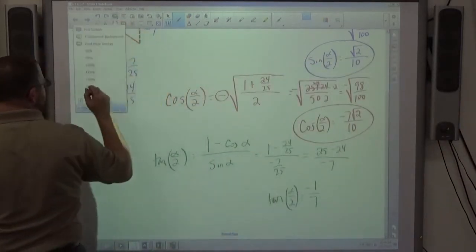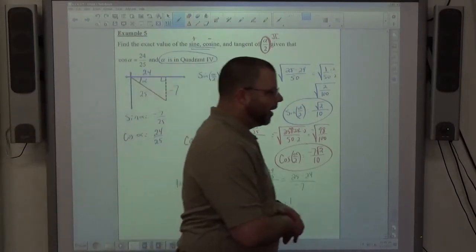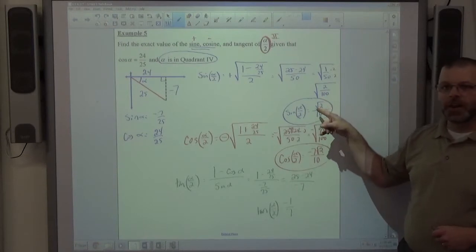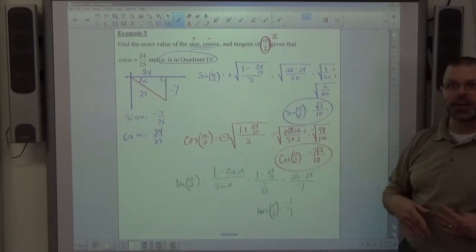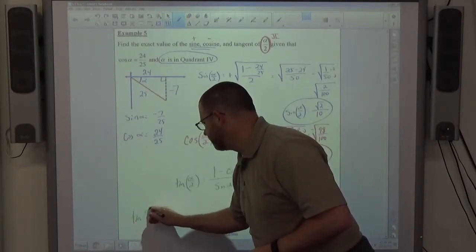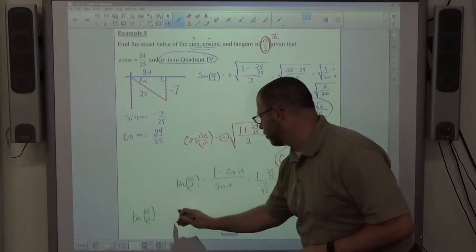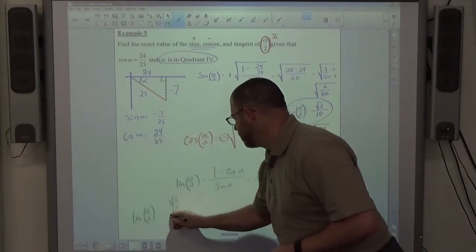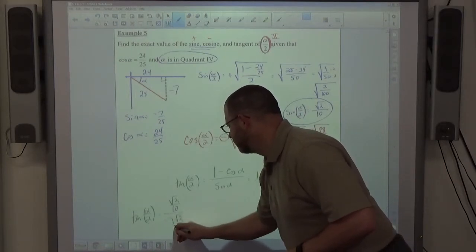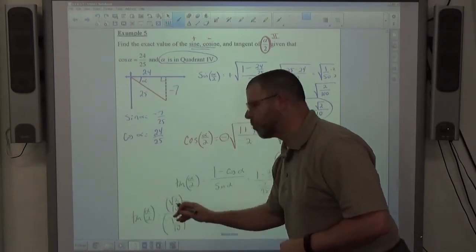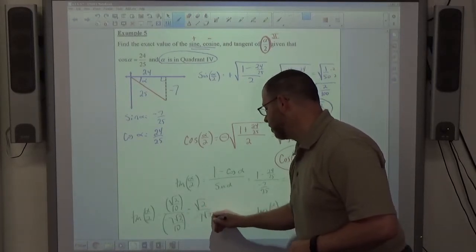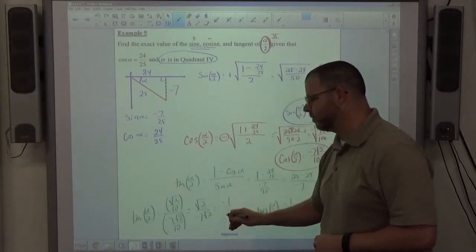One extra added little feature I'm going to show you here, just a thought. It's not very hard to do this, right? But if you've already gone to the trouble of finding sine and cosine, tangent is sine over cosine, right? So I could have also gone tangent of alpha over 2 equals the sine answer, which is the square root of 2 over 10, over the cosine answer, which is negative 7 square root of 2 over 10. They're both over 10, so multiply top and bottom by 10 and you get the square root of 2 over negative 7 times the square root of 2. Square root of 2 is canceled, negative 1/7.